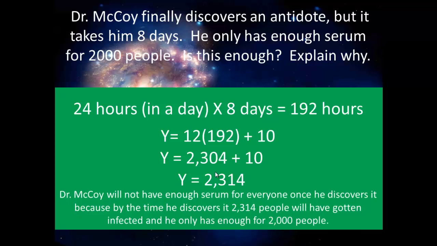So Dr. McCoy will not have enough serum for everyone once he discovers it, because by the time he discovers it, 2,314 people will have gotten infected and he only has enough for 2,000 people. So he would not have enough because there would be 314 people who would not have gotten serum, because he only made enough for 2,000.